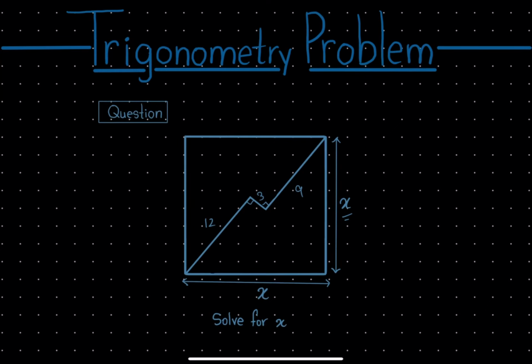Hi everyone. Today we're going to be talking about yet another trigonometry problem. Over here, we are given a square, and inside we are given 3 line segments, and we are told to find the value of x, which is the side of the square.